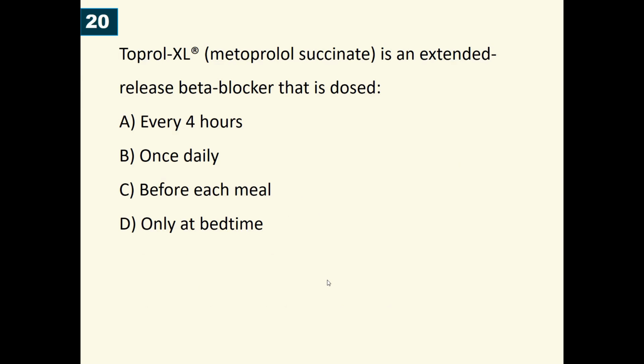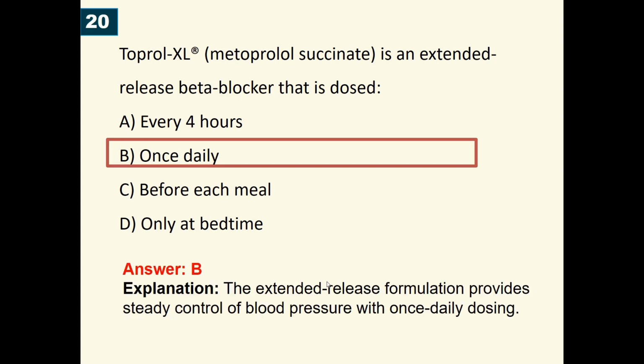Toprol, metoprolol succinate, is an extended release beta blocker that is dosed every 4 hours, once daily, before each meal, or only at bedtime? It is used once daily. The extended release formulation provides steady control of blood pressure over 24 hours, so therefore it is used once daily.